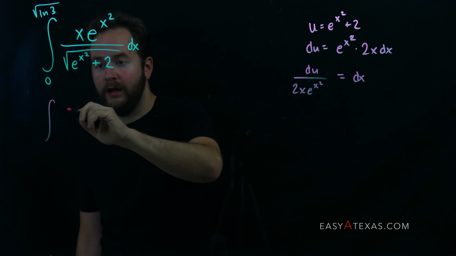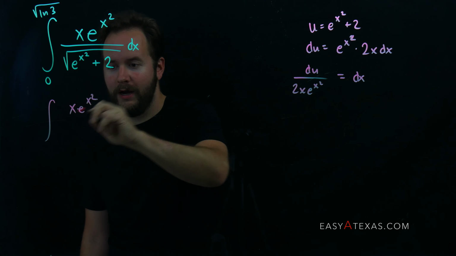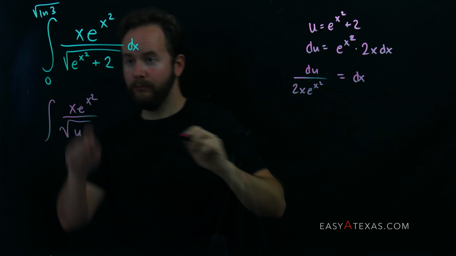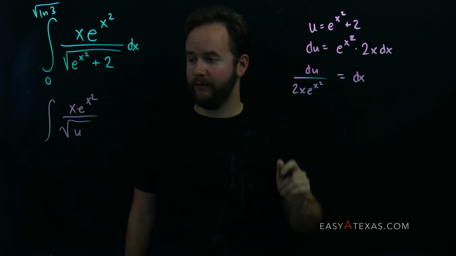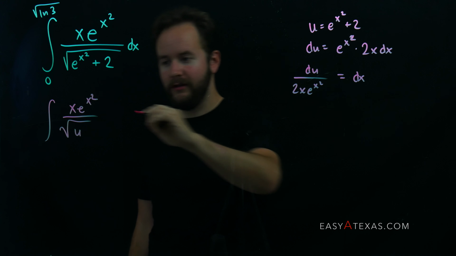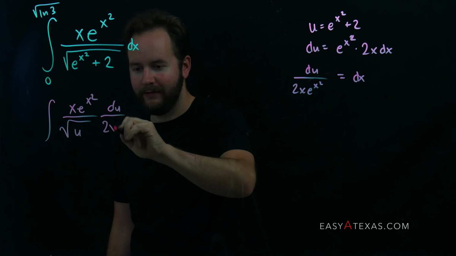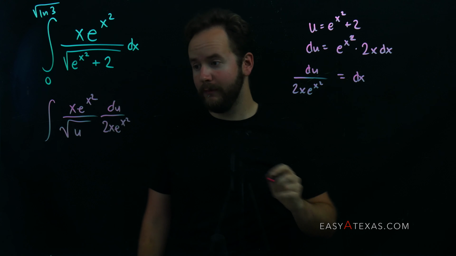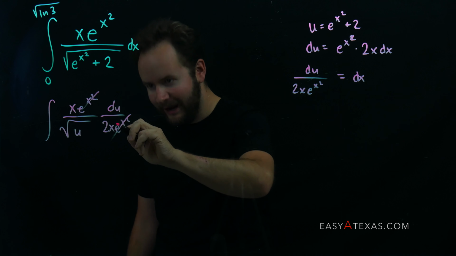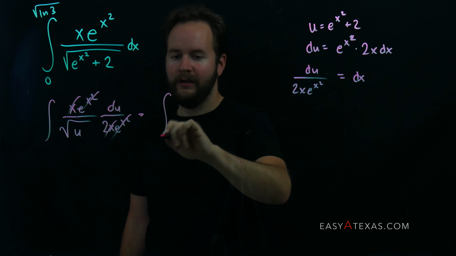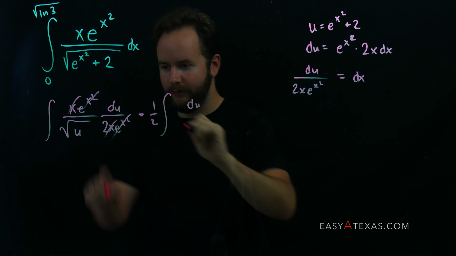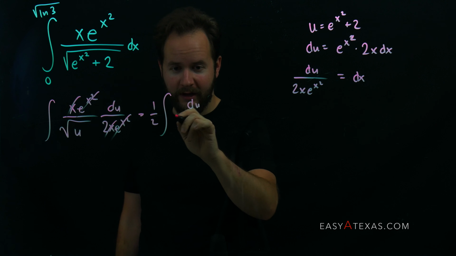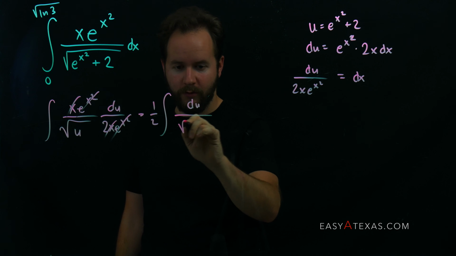I have the integral of x e to the x squared over the square root of now u. Remember, e to the x squared plus 2, that was our choice for u, and dx gets replaced by du divided by 2x e to the x squared, which is really convenient because this e to the x squared cancels and this x cancels, leaving me with just du. We'll put a 1/2 out in front. That 2 can come outside, and so we'll divide by square root of u.